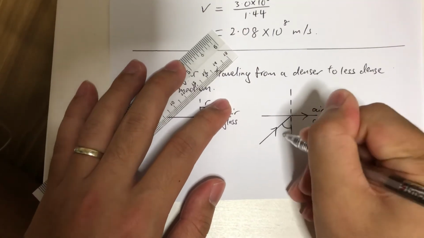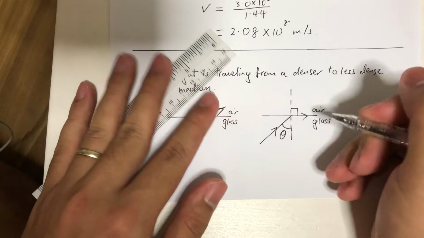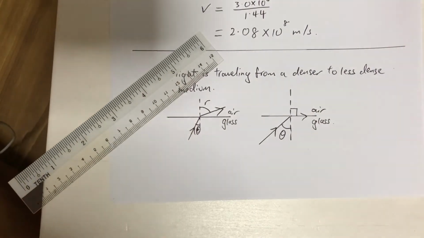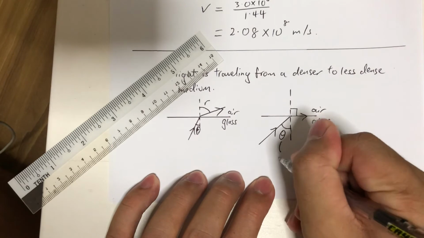And this special angle that caused this to happen, that means I caused the angle of refraction in the air to be 90 degrees. When this special condition happens, this theta is now called the critical angle.